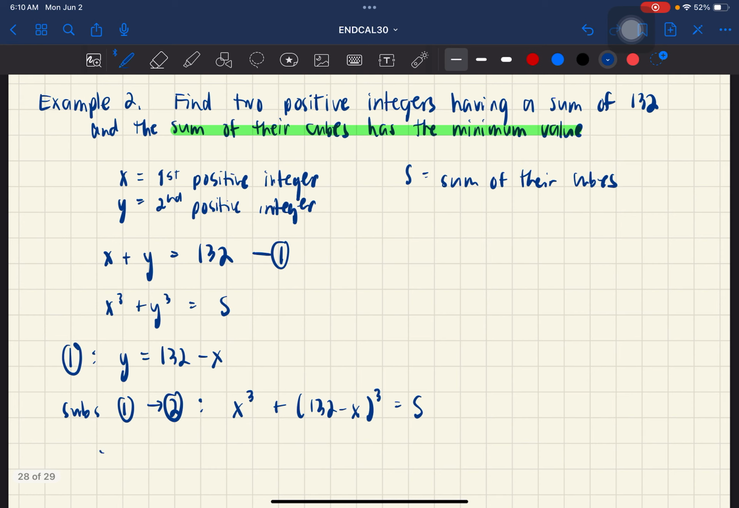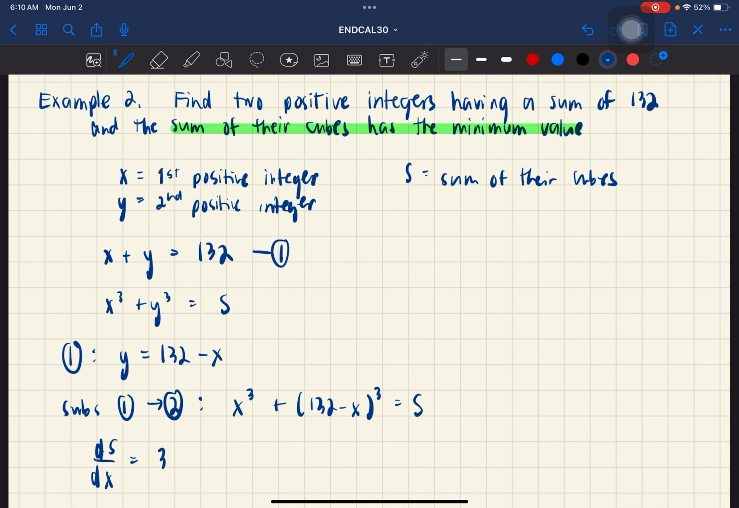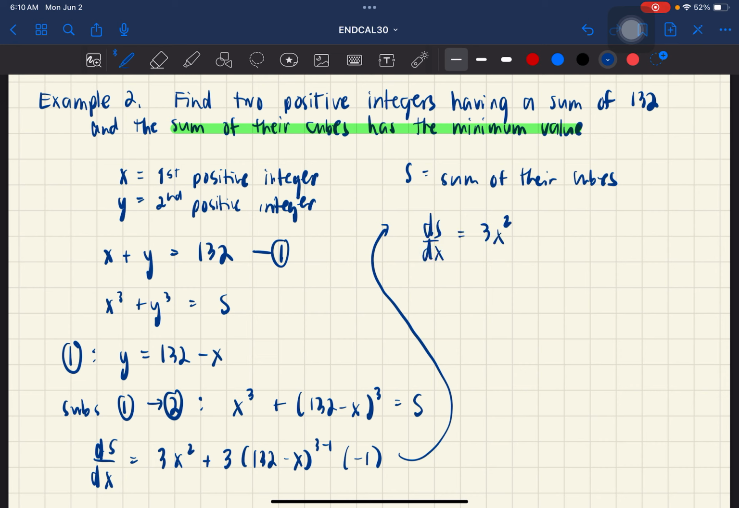Okay, so how are we going to derive s? The derivative of s with respect to x. So we'll have x cubed, 3x squared is derived. And then the next term we'll just use chain rule. So 3, then 132 minus x raised to 3 minus 1. And then the derivative of what's inside is negative 1. Alright, rewriting, we'll have ds over dx equal to 3x squared, and then we have plus or minus, because you have a negative sign there. Let's just apply negative 3, then 132 minus x squared.